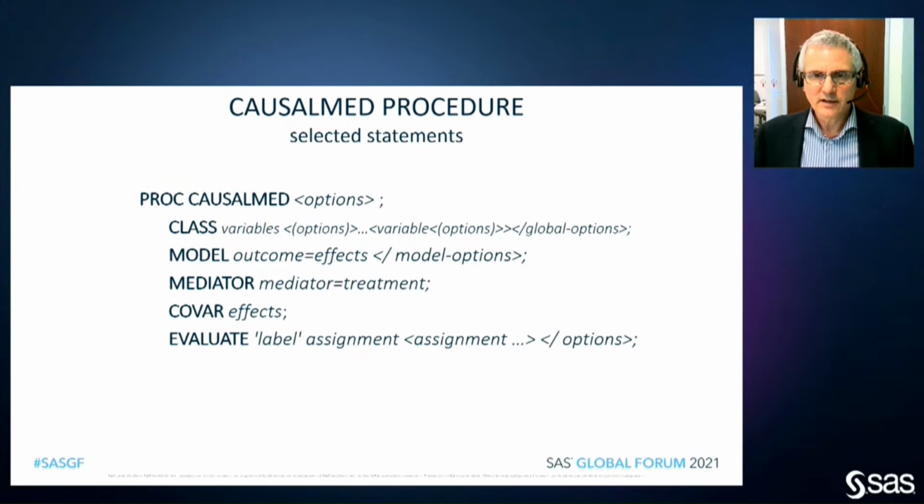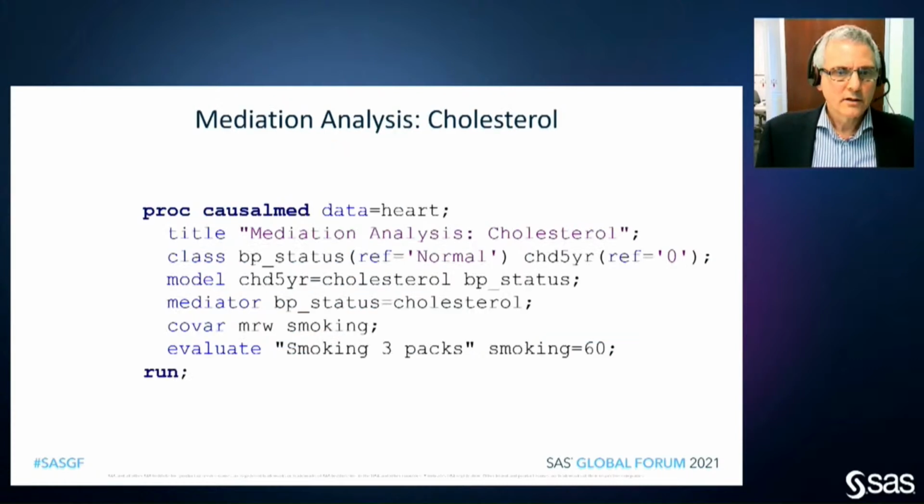On the model statement, the outcome variable, which will be CHD5YR, is specified to the left of the equal sign. On the class statement, we specify blood pressure status. And we have our ref equals options as we do in other SAS stat procedures. And CHD5YR, that's the disease at 5 years. The reference level is 0 or no disease.